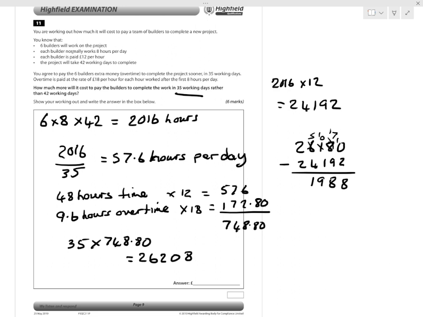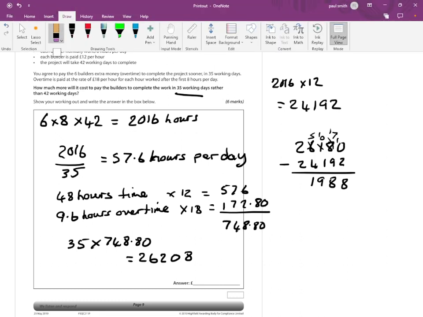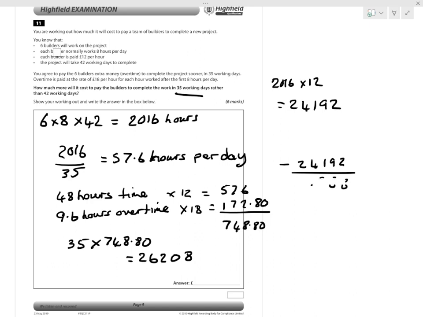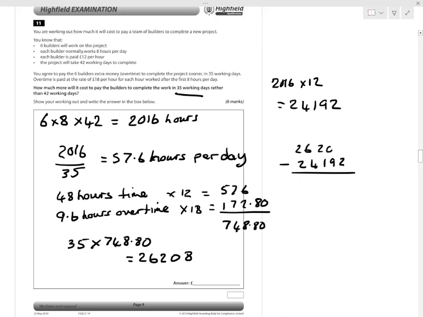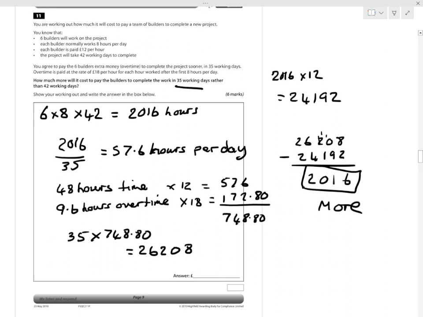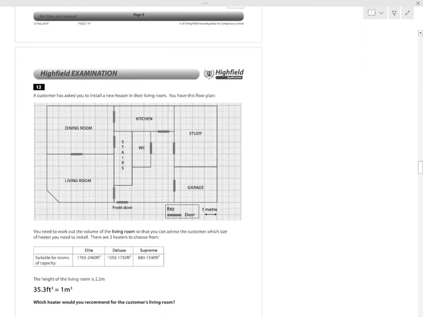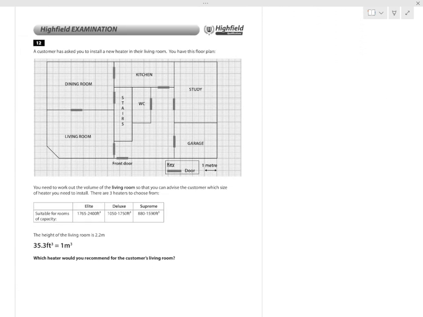26,208. I don't know where I got that number from, because it came out slightly different that time. I did the same thing twice. So 26,208. So that's £2,016 more. Right. Don't mind doing things 2 or 3 times. It's okay. Now, what we're doing on this one.